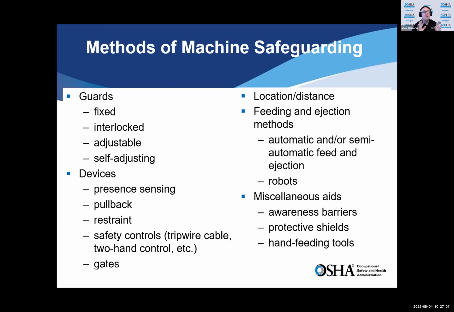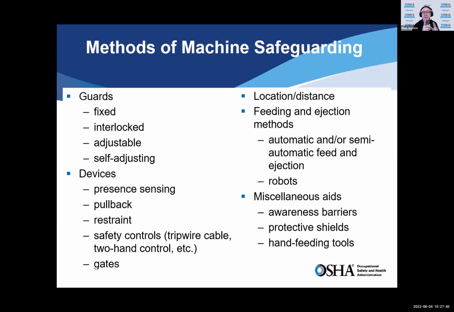Safety controls, whether they're tripwire cables, two-hand controls, or gates. I have a photograph, I believe, of different types of gates. A gate is going to be a box that has a gate on it, closing the machine at the point of operation, again, to protect the operator. The next bullet point is location or distance. Believe it or not, some machines you can actually use distance separation of the worker to the machine. That can be a safeguarding method that is acceptable.